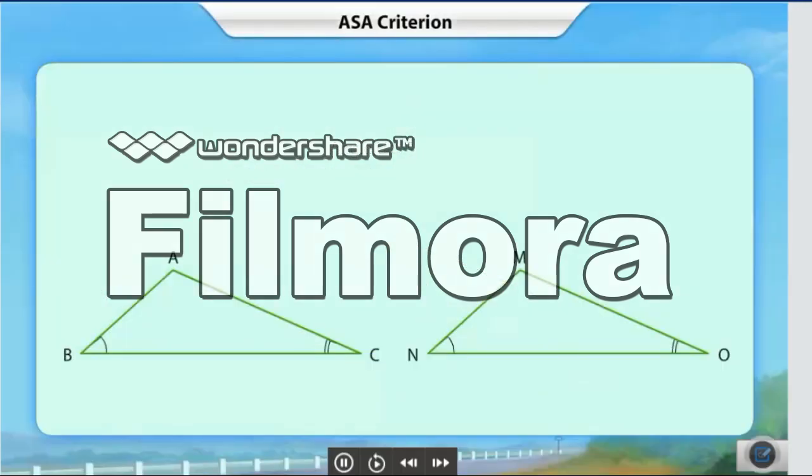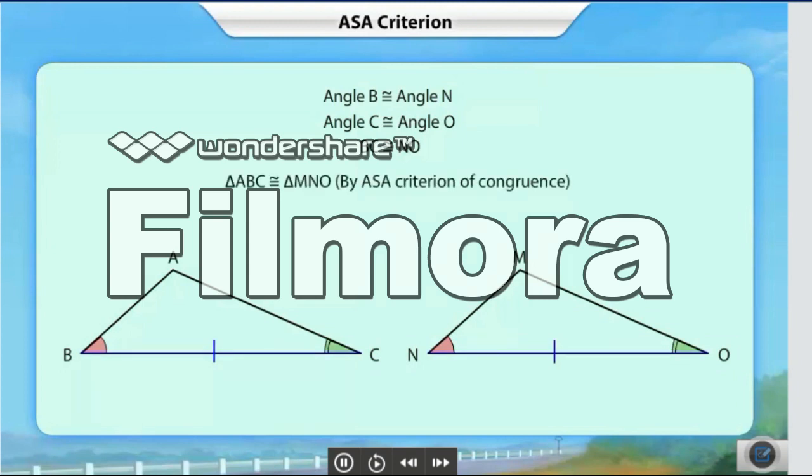If two angles and the included side of one triangle are congruent to the corresponding two angles and the included side of another triangle, the triangles are congruent. This is called the angle-side-angle criterion or the ASA criterion of congruence.